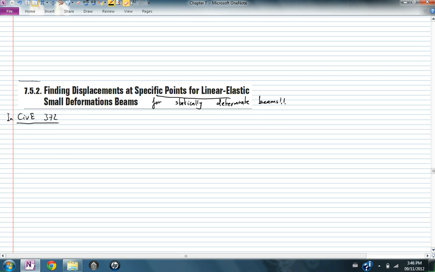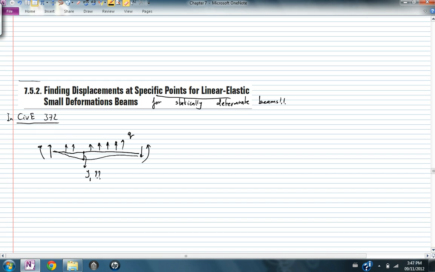Given a beam with loading and reactions, I'm interested in finding the displacement, for example, at this specific point. I'm going to call this y1, and I would like to know what this y1 is.